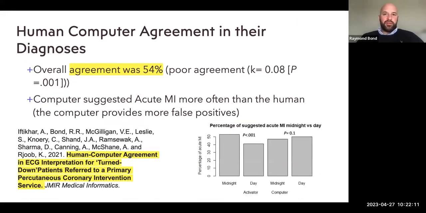We've also done a lot of work on understanding human-machine collaboration, and we've looked at the human-computer agreement in an algorithm that's used at the cath lab to interpret ECGs. That algorithm can identify acute MI, but also the human reads the ECG and they can identify acute MI. And of course, we found that there was an agreement, but it was quite poor. That is the agreement between the computer and the human when identifying which ECGs are acute MI and which ECGs are not. And these are the ECGs that are referred to the cath lab.